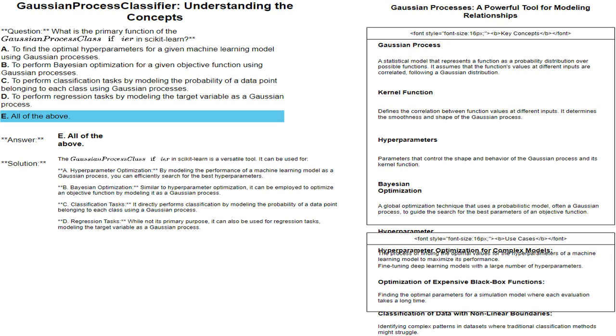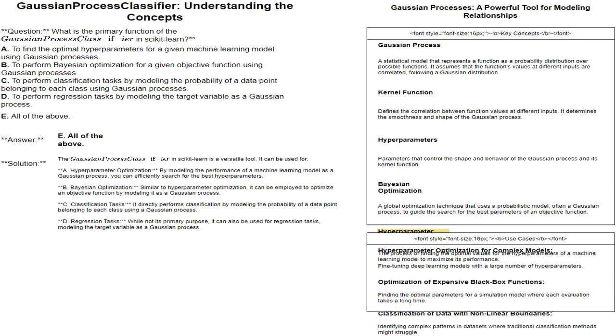All of the above. Correct. This is a core function of Gaussian process classifier. It models the performance of a machine learning model with a Gaussian process to find the best hyperparameters. A. Hyperparameter optimization by modeling the performance of a machine learning model as a Gaussian process. You can efficiently search for the best hyperparameters. Hyperparameter tuning. Correct.